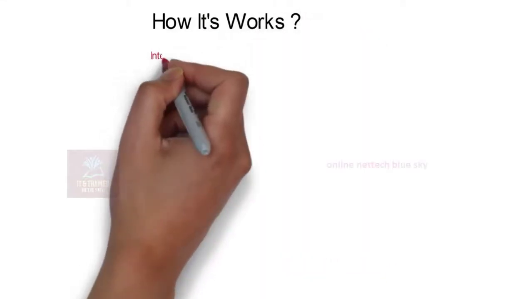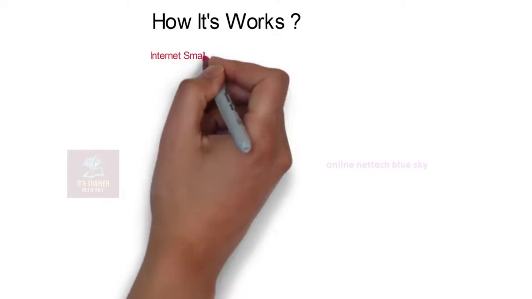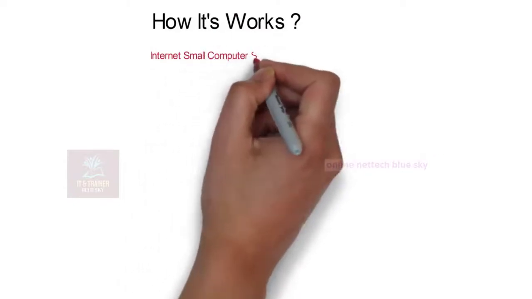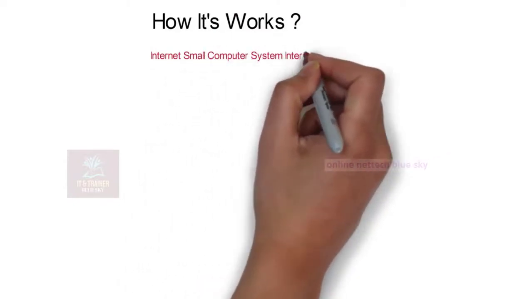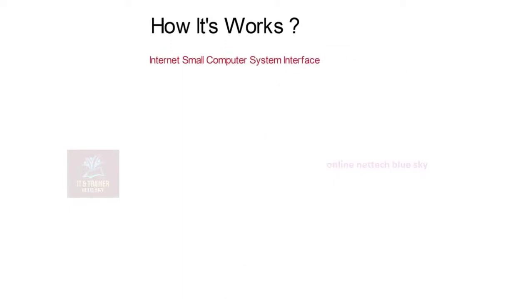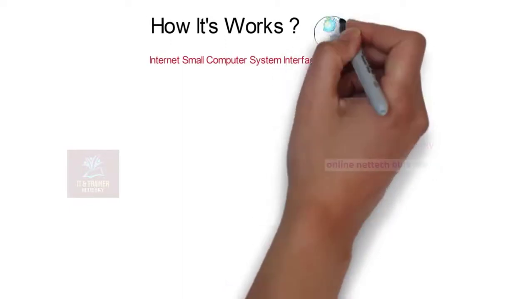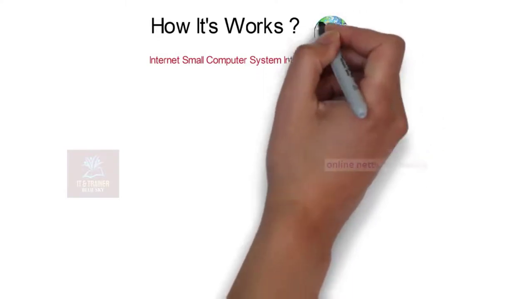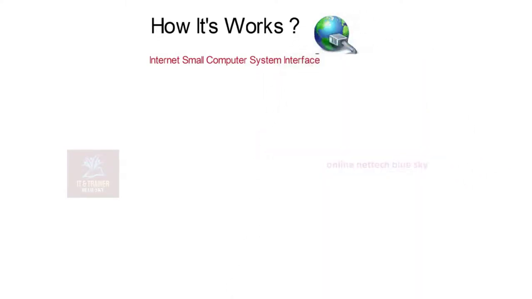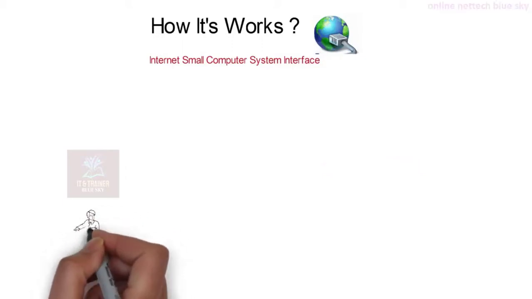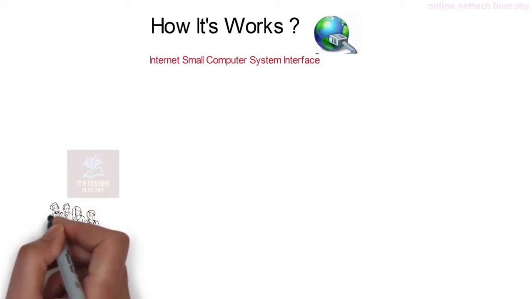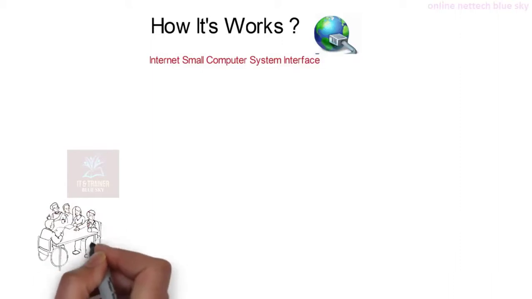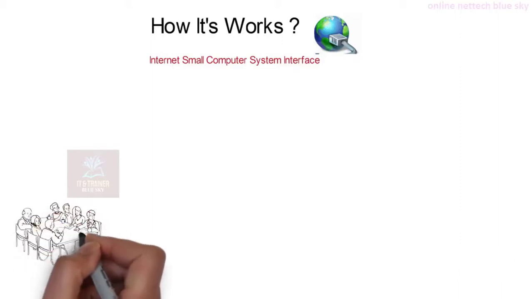How does it work? iSCSI means Internet Small Computer System Interface, that is the full name of iSCSI. And the iSCSI system makes it very easy for you to access from any side of the world, any office, any system. So first let's understand this example I give here.